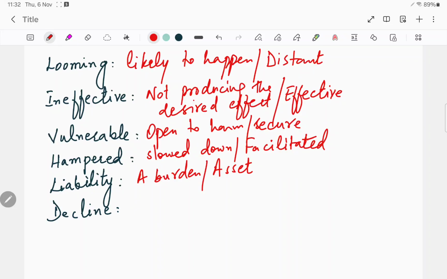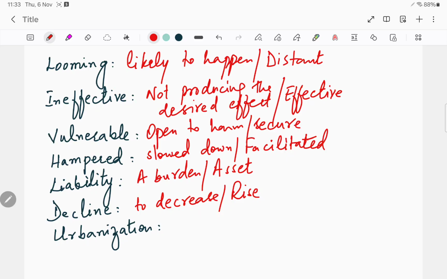The next word is decline, which means to decrease, or we may say to become weaker, and the antonym can be to rise or increase. The sentence can be overpopulation leads to a decline in living standards and job opportunities in a country.